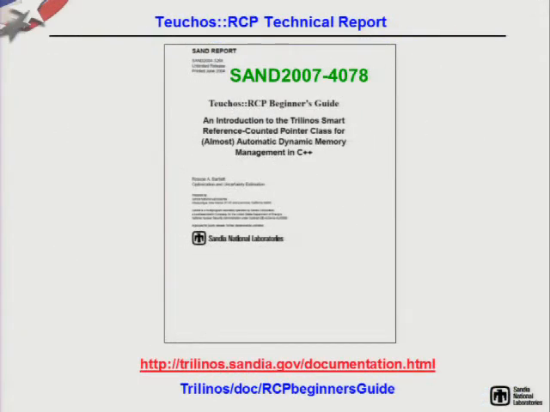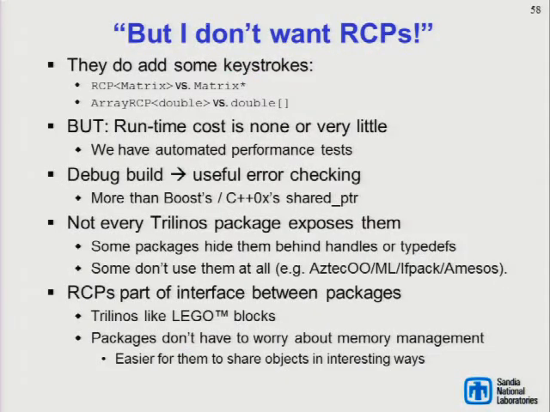There's a report you can get off our website if you're curious how our reference counted pointers work. They do add keystrokes. The downside is that because it's not built into the language, I have to do extra work. So instead of saying matrix star, I have to have a reference counted pointer of a matrix. There it is. The runtime cost is pretty low. We've actually tested that. One of the nice things is that our debug build can do range checking. So if you build a fully debugged build, it'll range check your pointers for your arrays for you.